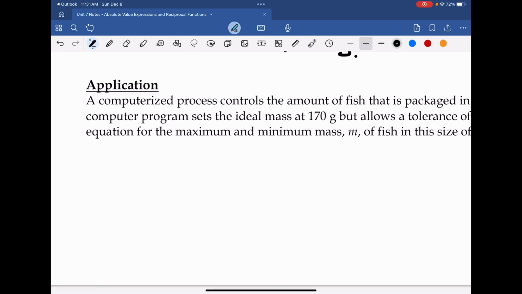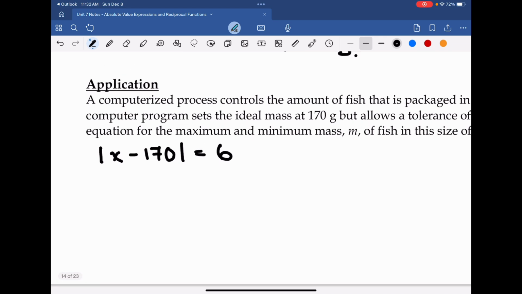Now, what we want to do is right away say, okay, in this situation, if m is the mass of the fish, we could use x if we really wanted to, because we're in this section where we might want to graph these things. So maybe I'll write it in both ways. Absolute value of the mass of the fish, which let's call it x just for a second, minus 170 should equal this 6. So if we take the mass of whatever this fish is and we subtract 170, which is that ideal mass, we should end up with the positive 6, because if we end up with that positive 6, we have the appropriate tolerance in here.